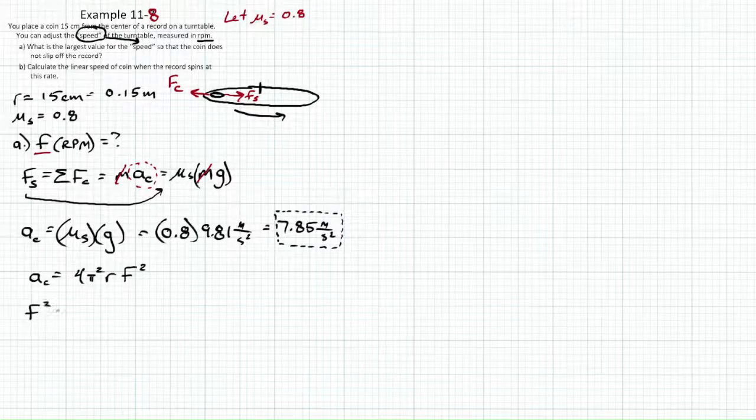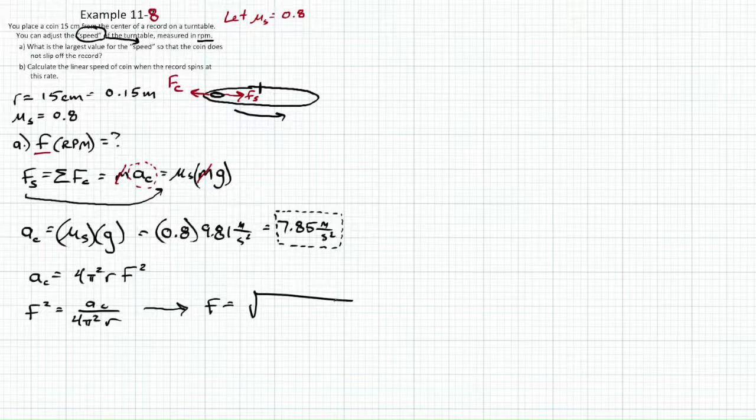Frequency, I'll do this in 2 steps here. Frequency is going to be centripetal acceleration divided by 4 pi squared r. So therefore, frequency will be the square root of, oops, that was a bad square root. That's all just bad. Let's just do that all again. Centripetal acceleration, we just found that 7.85 meters per second squared divided by 4 pi squared times the radius, which is 0.15 meters.